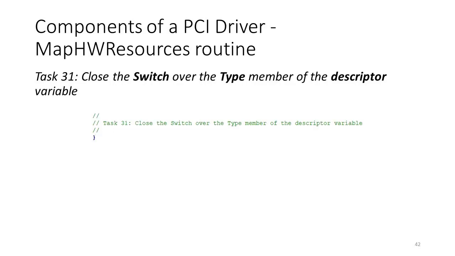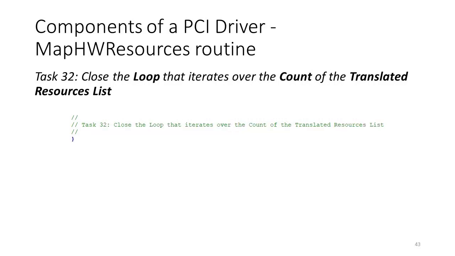Task number 31, close the switch over the type member of the descriptor variable. In the code example, we simply close the switch. Task number 32, close the loop that iterates over the count of the translated resources list. In the code example, we simply close the for loop.